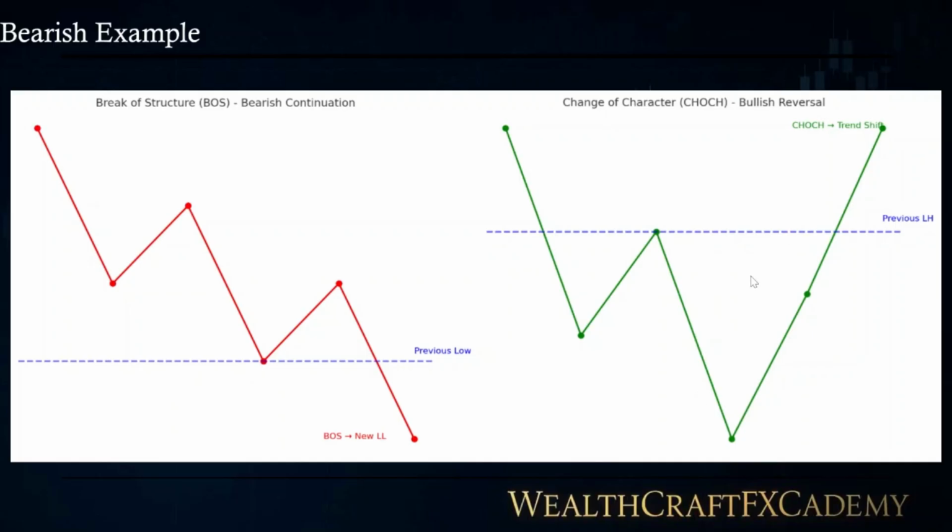So when you see the previous lower high got broken, the market wants to change direction to an upside, an uptrend, right? So this signifies possible change of character to an upside. So that is the difference between break of structure and change of character. Now let's go to the chart where I explain this.